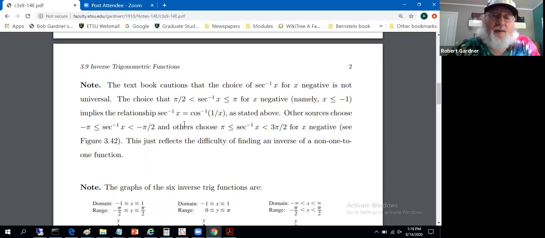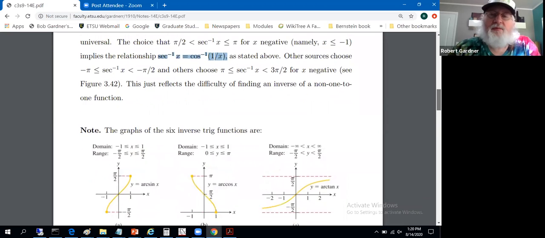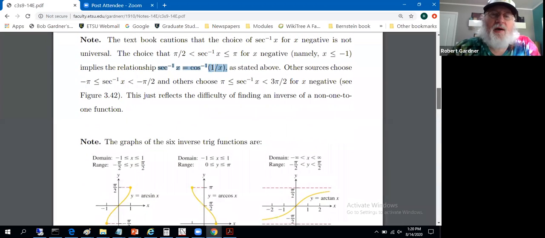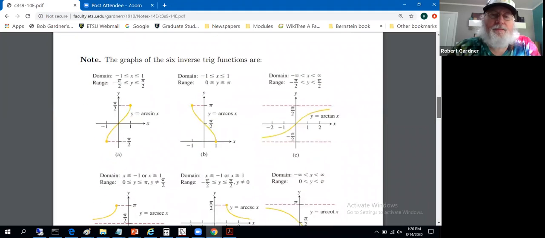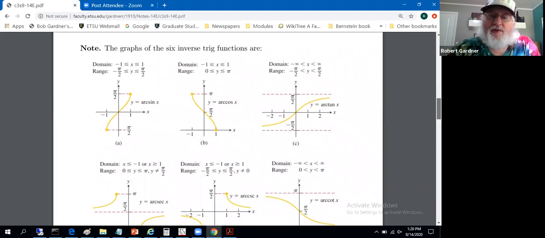As we did, by having that, this relationship holds. Other sources take secant inverse of x for x negative to be between negative pi and negative pi halves, yet others choose pi to 3 pi halves for x negative. There's a picture in the book. I don't really want to sweat over that. It affects what the graph looks like.